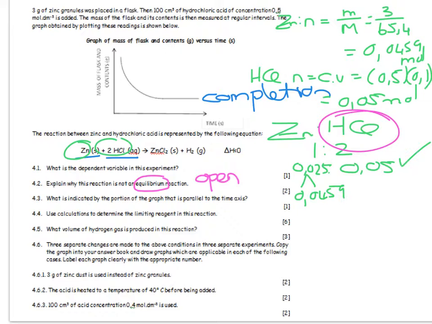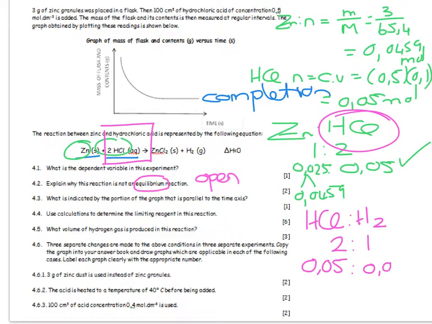What volume of the hydrogen gas is produced in this reaction? So I must now use the number of moles I've got of the limiting reagent in order to work out the rest. HCl has a relationship with hydrogen as 2 is to 1. That's 0,05 is to 0,025. I've had to divide that in half, and I therefore land up with that many moles of hydrogen.